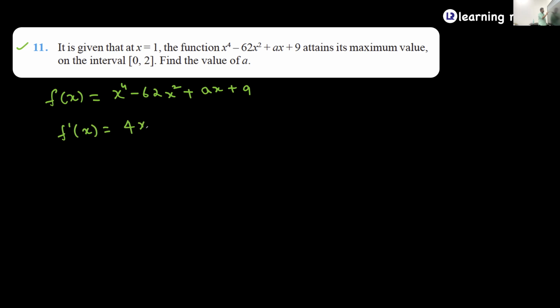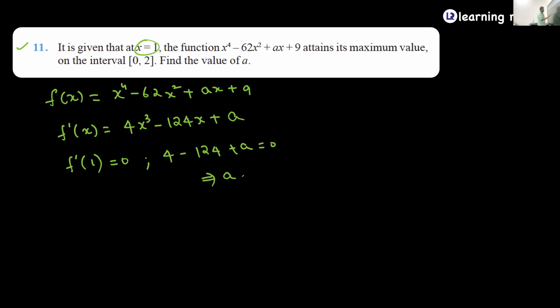It is 4x cube minus 124x plus a. Right. So we know that for maxima or minima, f dash of x should be equal to 0, but they already told at which point we are getting the maximum. So substitute x equal to 1 in f dash of x and equate it to 0. What will you get? 4 minus 124 plus a is equal to 0. That implies a is equal to 120.